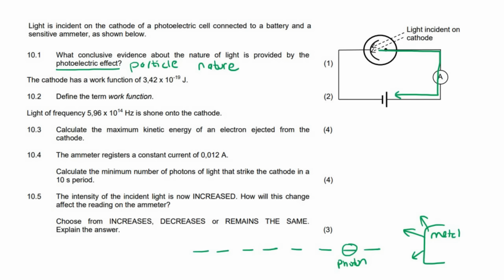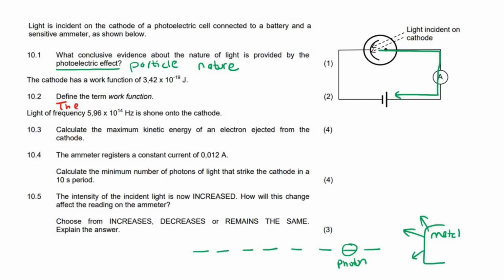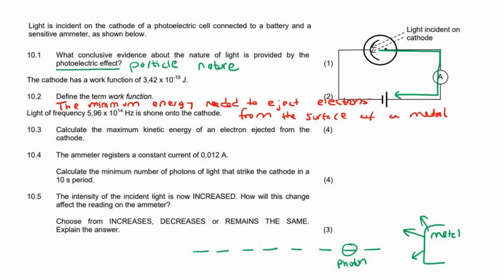The cathode has a work function. Remember the work function? I have explained this in detail in the previous lessons, so we should all know what work function is. It's the amount of energy that you need to remove an electron. Oh, they're asking us to define it here. It's the minimum energy needed to eject electrons from the surface of a metal.